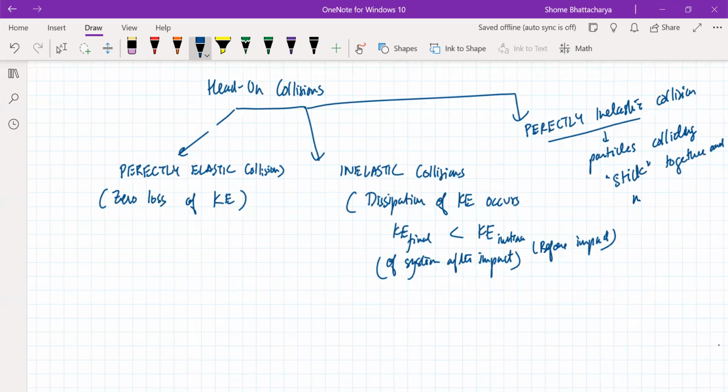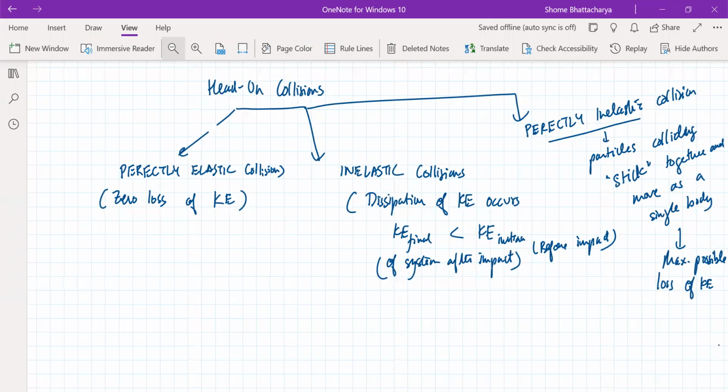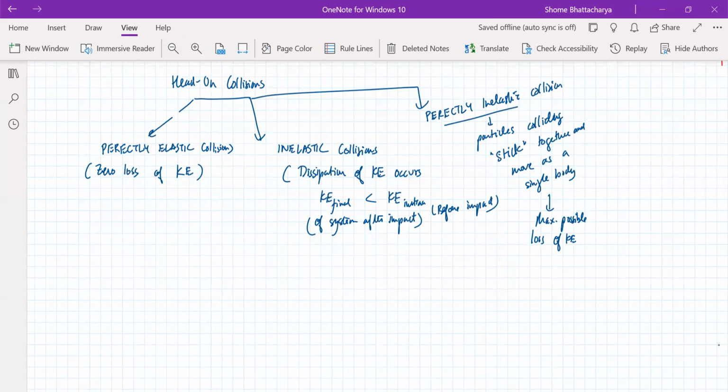And move as one single particle, a single isolated body. So this type of collision also involves the maximum possible loss of kinetic energy. That is why it is also called the perfectly inelastic collision, because the objects are sticking together. This is just a matter of naming or classifying them. We will look at each one in detail now.